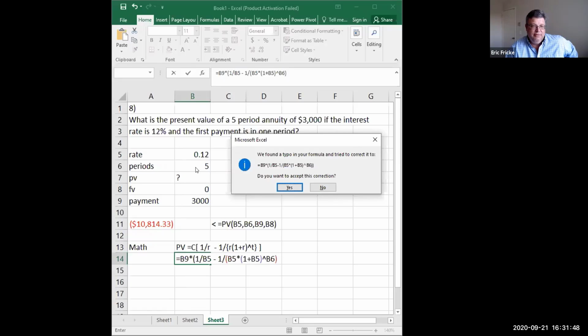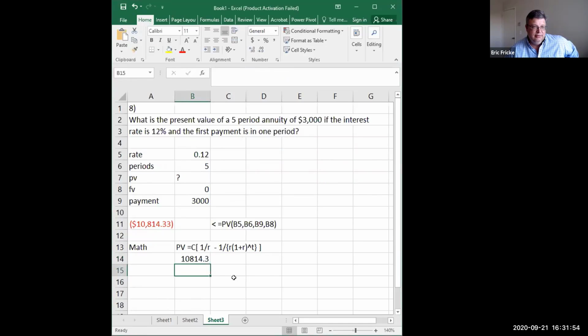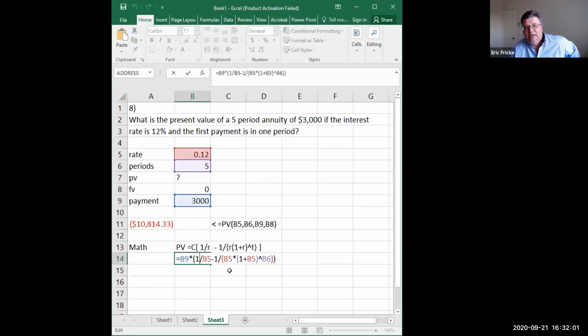I think it got rid of some spaces that I put in. That's all it looks like it did. Yep, 10,814. And there's the problem. It took out all those spaces that I was putting in to make it more readable. That's all it changed.